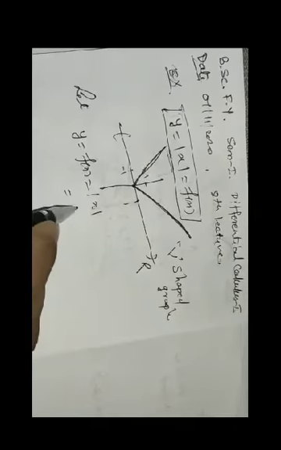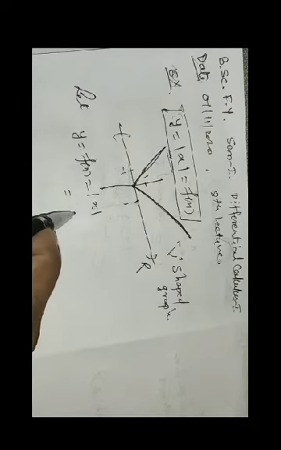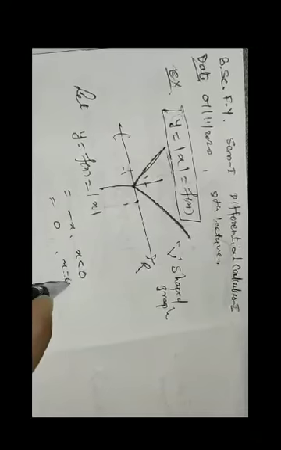Let our function f of x is equal to mod x be redefined. The value of this function is minus x when x is less than 0, 0 when x is equal to 0, and x when x is greater than 0. That means for x greater than 0, the function is positive, and for x less than 0, the values are minus x, and when x is equal to 0, we get 0. This is the mod function or absolute value function.